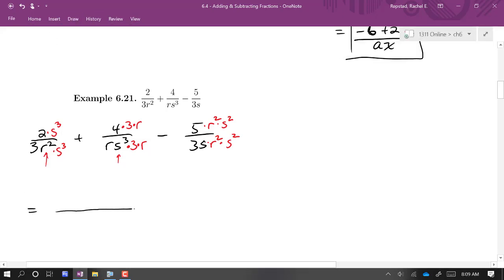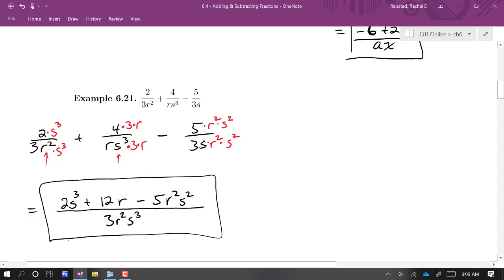So now our common denominator is 3r squared s cubed. Up top, I'm just going to perform the addition and subtraction on the numerator. So we have 2s cubed plus 12r minus 5r squared s squared. And there's our result.